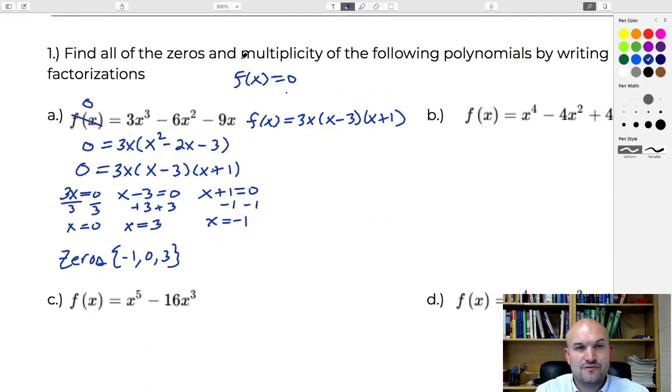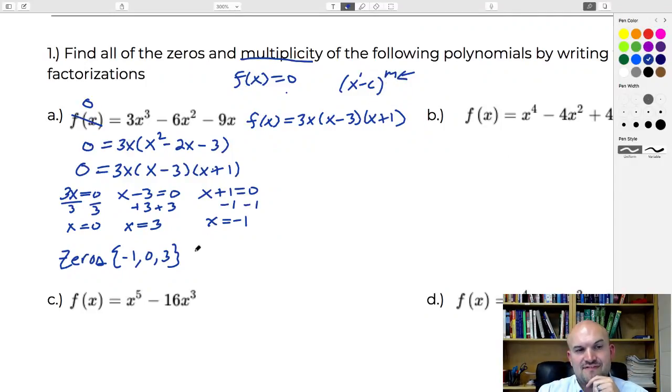Now, the other thing it asks for is the multiplicity. And remember, the multiplicity is basically going to be the power of our linear factor. So that is going to be our multiplicity right there. And just remember from the graphical approach, if multiplicity is even, the graph is going to bounce. If multiplicity is odd, it's going to cross. And just remember, multiplicity not only can it be written like this, but it's a repeated 0.